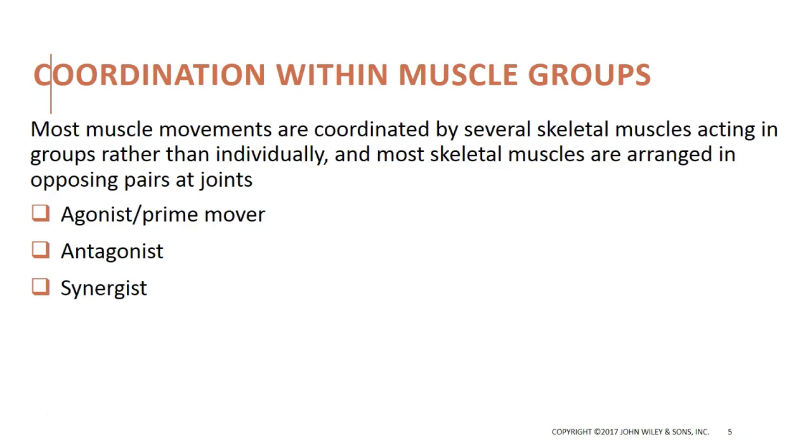So you might expect a prime mover and an antagonist to be located on opposite sides of the joint that they're acting on. For example, flexion of the arm by the pectoralis major is antagonized by the latissimus dorsi, which is a prime mover for extending the back. Antagonists can also be prime movers themselves, such as the latissimus dorsi. Remember, that was an antagonist for the pectoralis, but the latissimus dorsi is a prime mover of the arm.